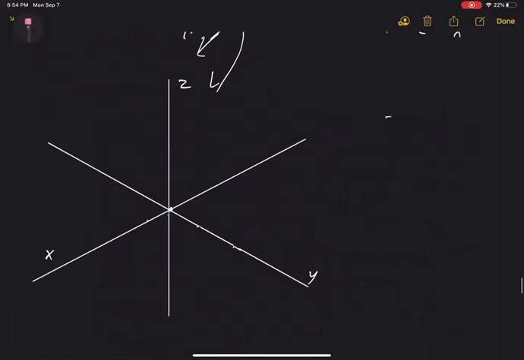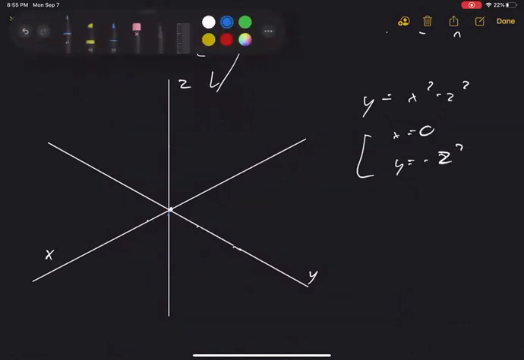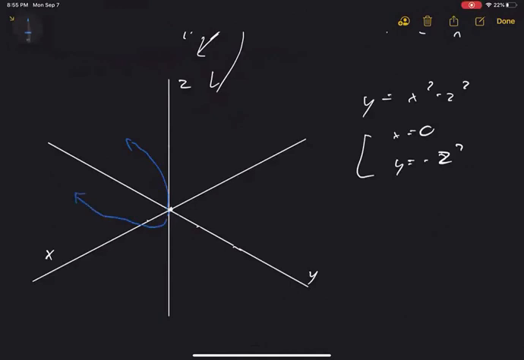Again, I have the equation y equals x squared minus z squared. How about x equals 0? Then I get the equation y equals -z squared. It'd be the parabola going, it would look like this in the yz plane, right? It's a flipped parabola.